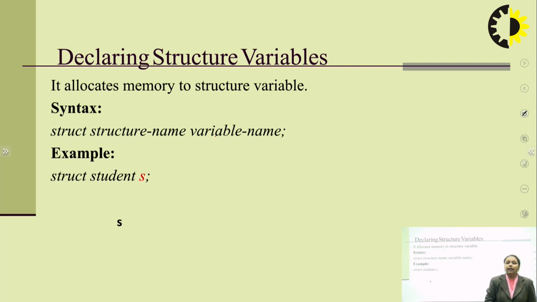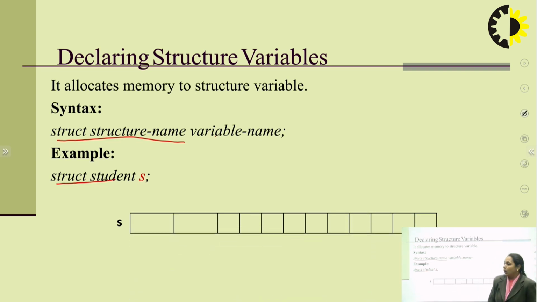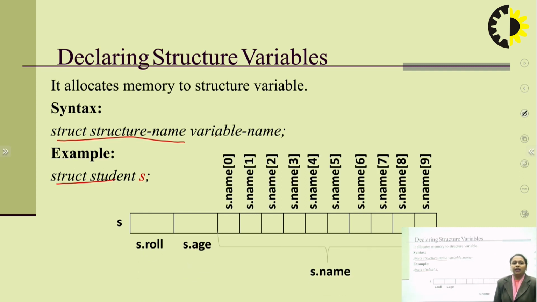But here, the data type is nothing but the user defined data type. So the user defined data type is declared as struct, structure name, and then variable name. So for our example, we will declare struct student S. So S is a variable whose data type is student, which was defined in the previous slide. Now, as soon as we declare this variable S, this kind of memory is allocated: s.roll, s.age, and the remaining for the character type name.